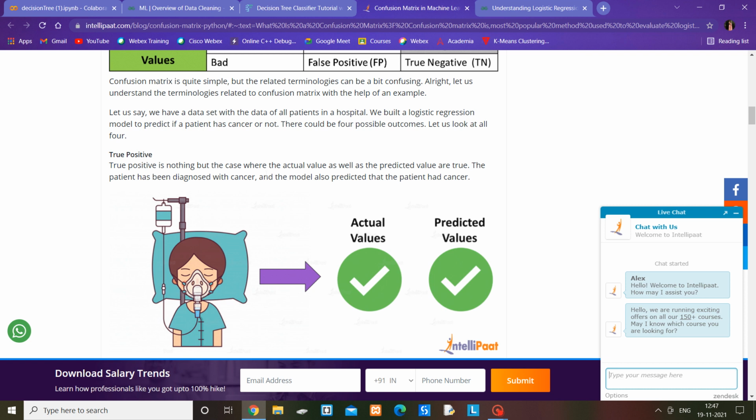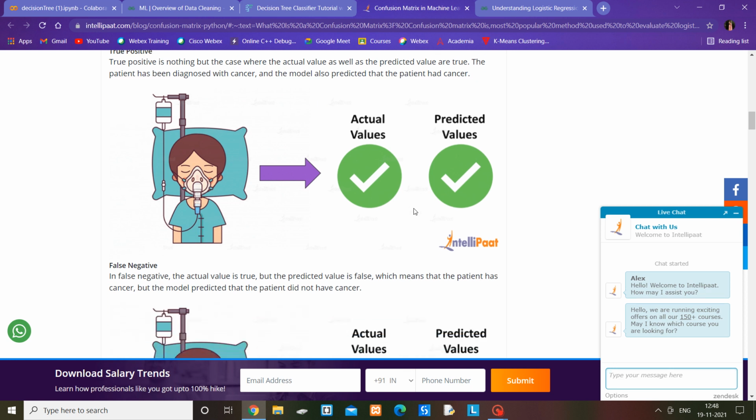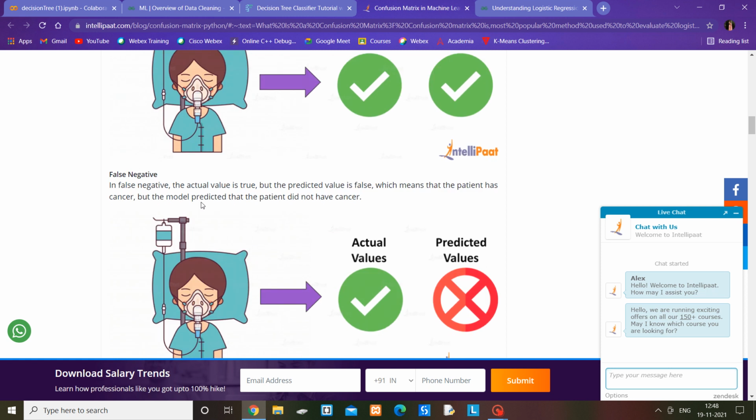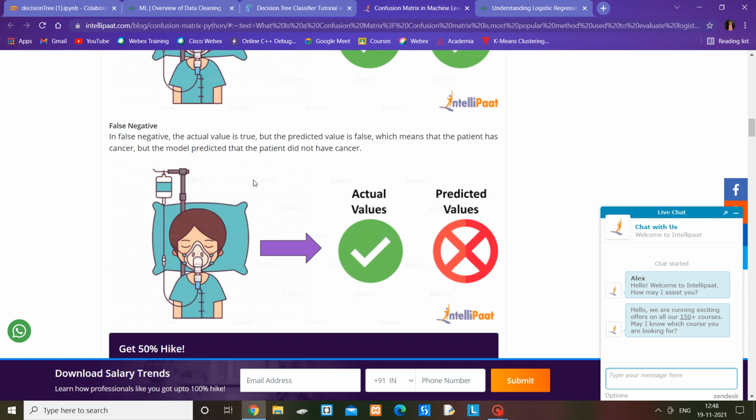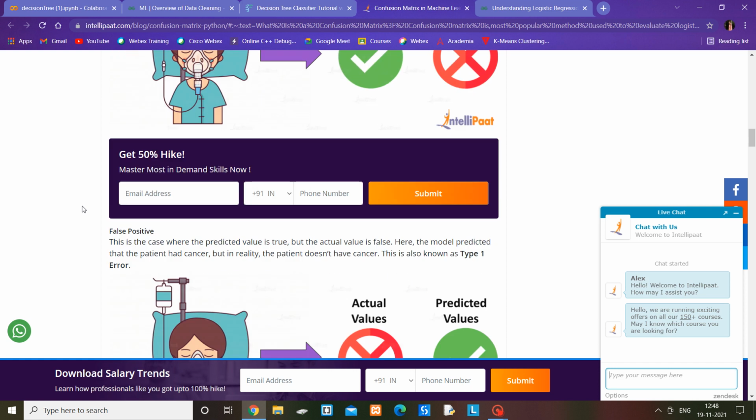True positive is a case where both the actual value and the predicted value are true. The patient has been diagnosed with cancer and the model also predicted the patient had cancer. So the actual value is true and the predicted value is also true. Then false negative: the actual value is true but the predicted value is false, which means that the patient has cancer but the model predicted that the patient did not have cancer. So the actual value is true but the predicted value is false.